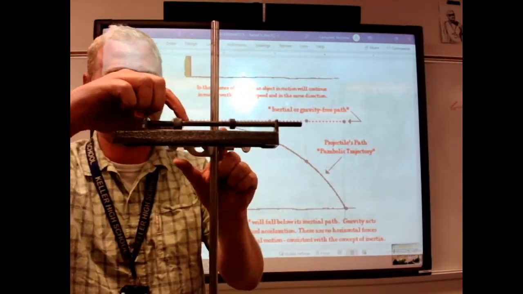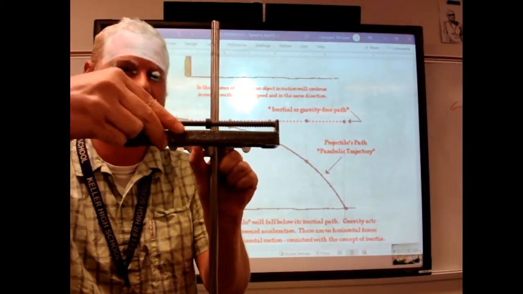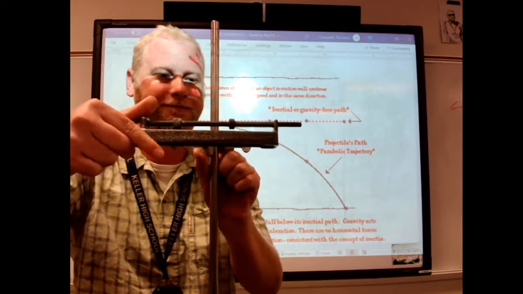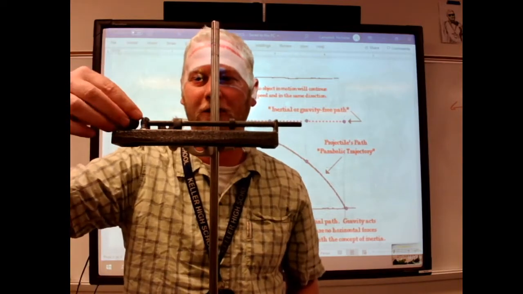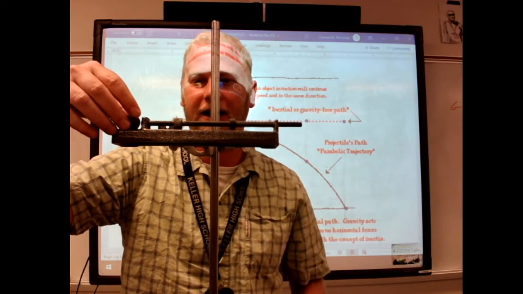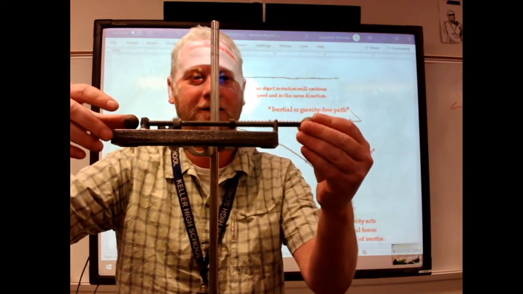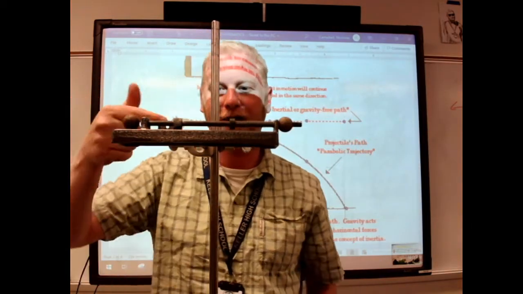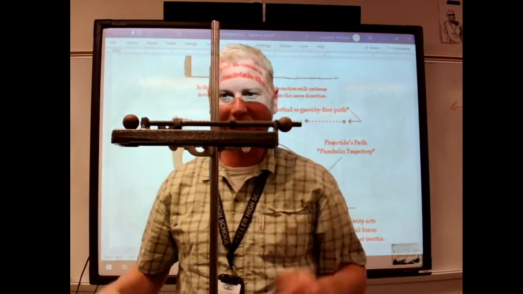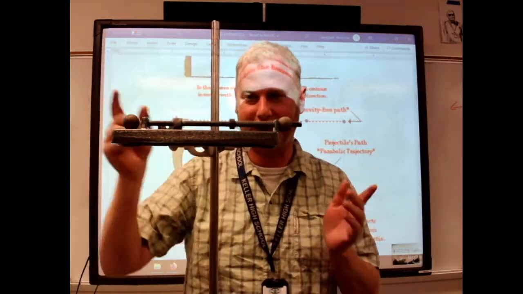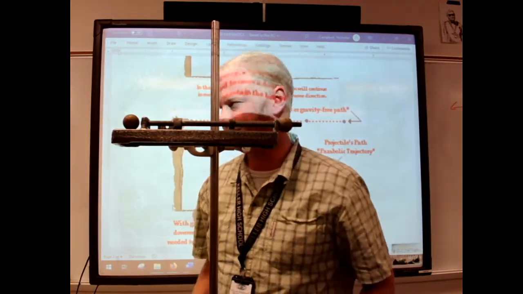What this guy's going to do, I'm going to cock it. Now I'm going to put one ball over here, and I'm going to put the other ball right here. Now when I flip this, the spring is going to expand. This one will be fired off horizontally and this one will be dropped.